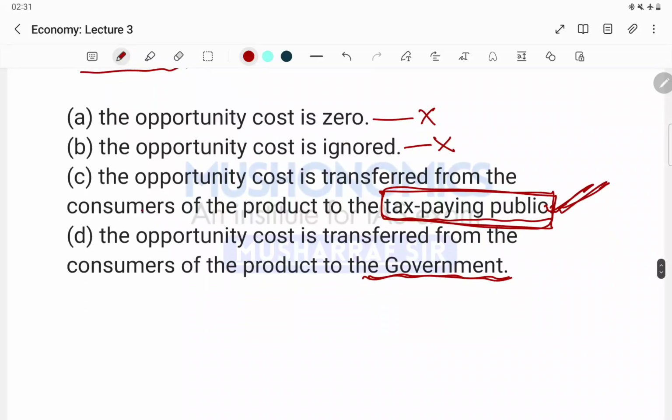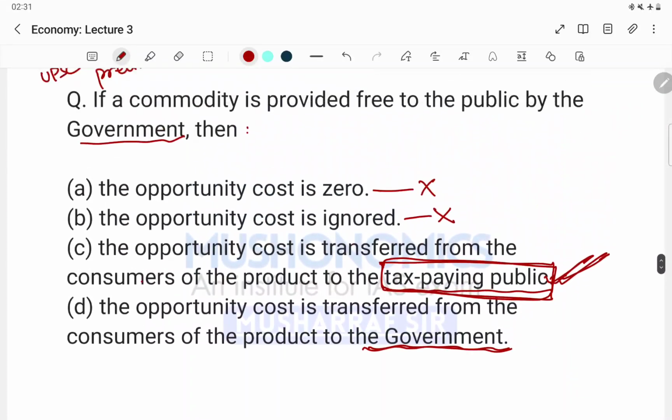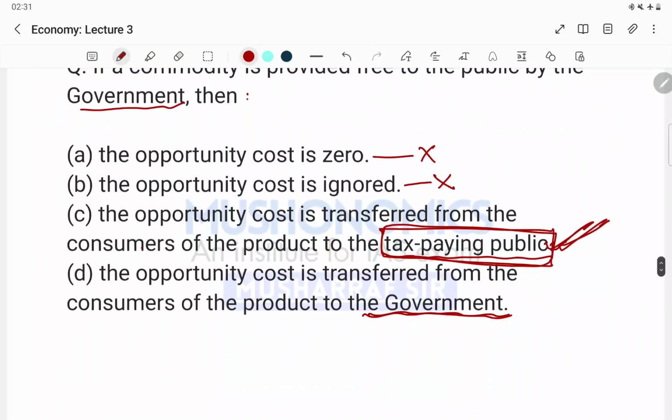So we will meet in the next class, where we will be discussing the concepts of demand and supply.